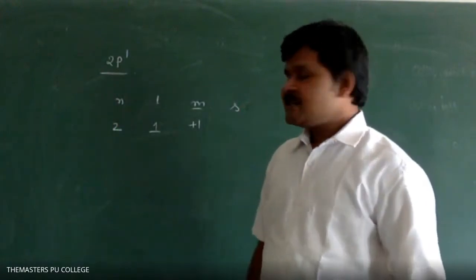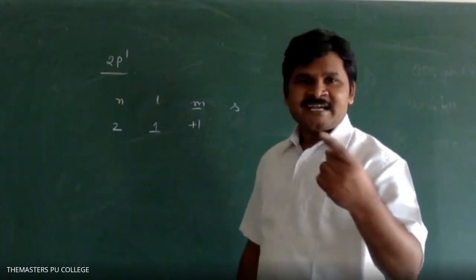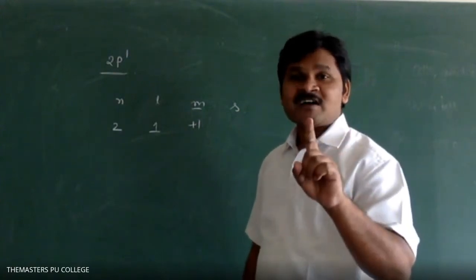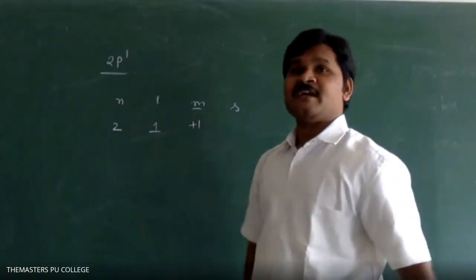Why? Because the m values depend on the l value. Suppose I take the l value as 1, then for m you have to write +1 to -1, all the possible values.